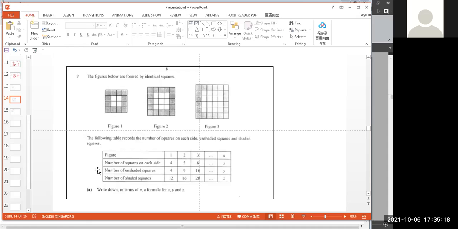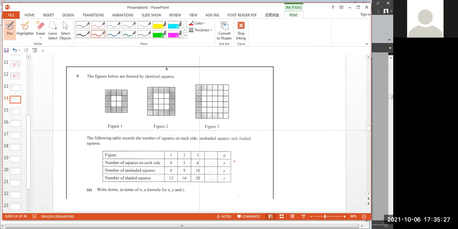Okay, so it says write down in terms of n a formula for x and y and z. Okay, good. So let's do x. Can you see the trend for x is 4, 5, 6? So the trend for figure 1, this is figure 2, this is figure 3, figure 4, will be 4, 5, 6.